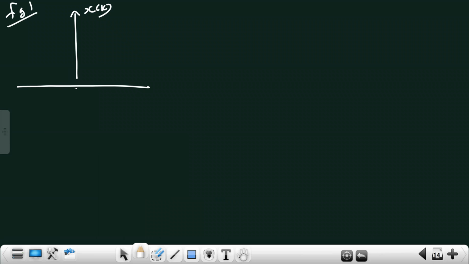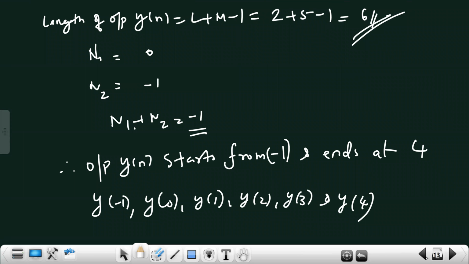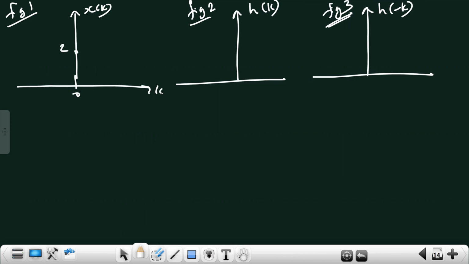For calculating this, first I will be plotting x of k, let it be figure number 1. Then I will be plotting h of k, let it be figure number 2. Then I will be plotting h of minus k, let it be figure number 3. So students, all of you plot these 3 graphs. To plot x of k, copy the same graph you plotted in the previous slide and just replace that n with k. On the X-axis you are plotting k.